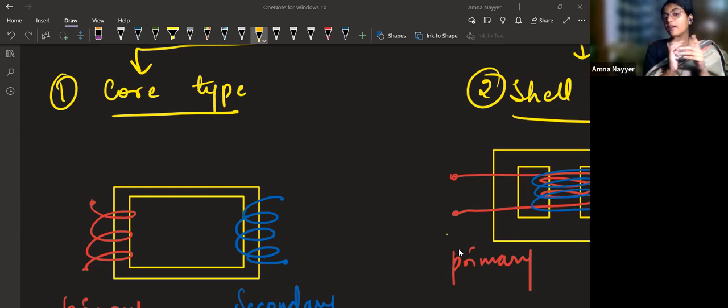Now, what happened? We have already studied mutual induction. So in mutual induction, what did we study? What was mutual induction? Can anybody remind me? All those who were present, mutual induction we did study.